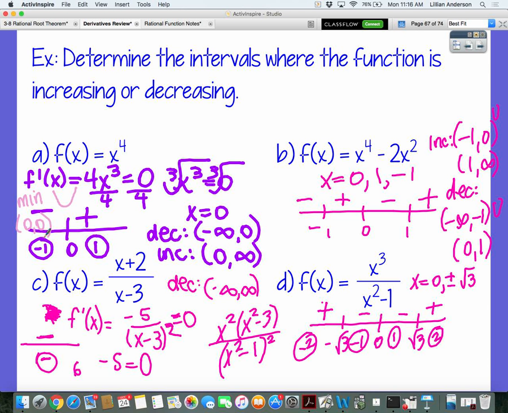What's happening at negative 1? A minimum. At 0, a maximum. At 1, a minimum. And even doing this, guys, you can kind of see what this graph would look like. And to find out what those exact values are, you would plug negative 1 into the original equation and find that exact point. What about C?